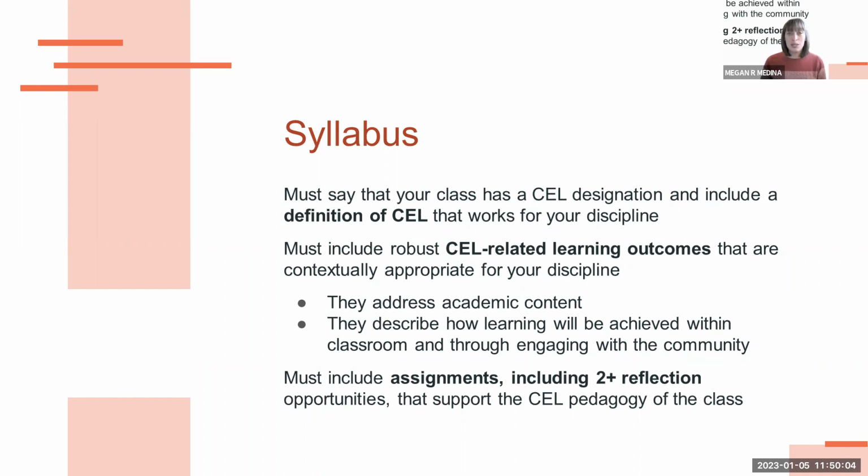Also, your syllabus will be looking for those community engaged learning outcomes in the core learning outcomes of your course. So we want to make sure that the CEL learning outcomes address academic content, and they describe how learning will be achieved within the classroom through engaging with the community. And finally, we want to see at least 2 reflection assignments that support CEL pedagogy of the course.